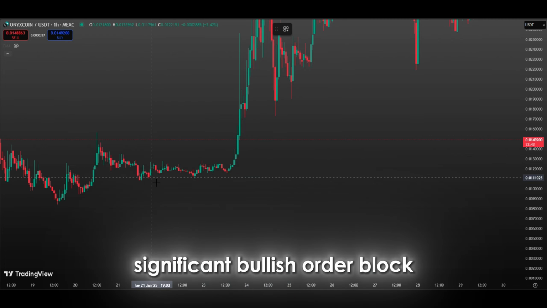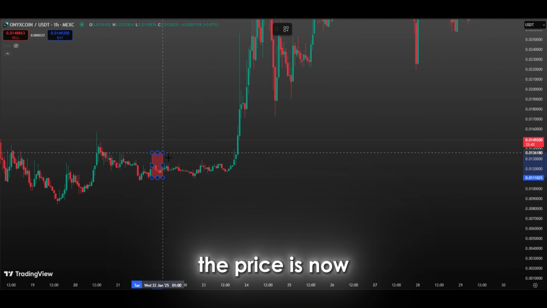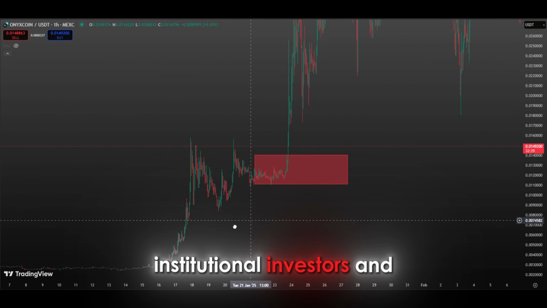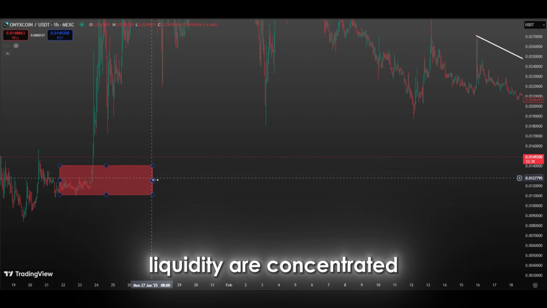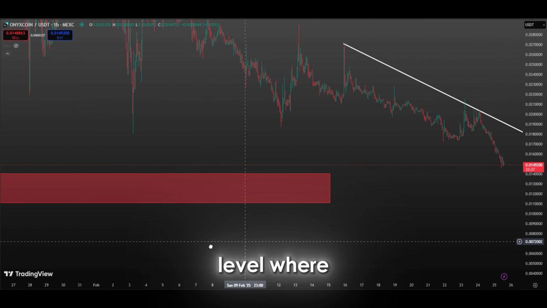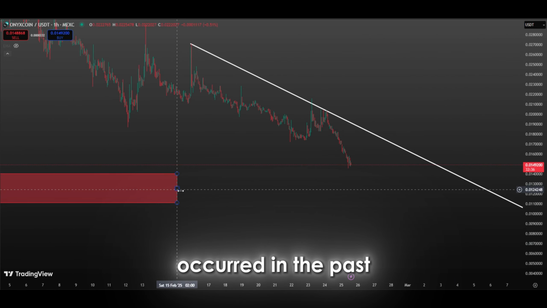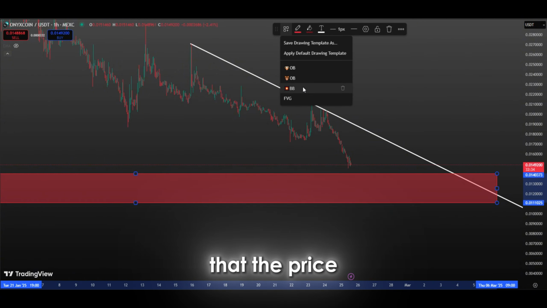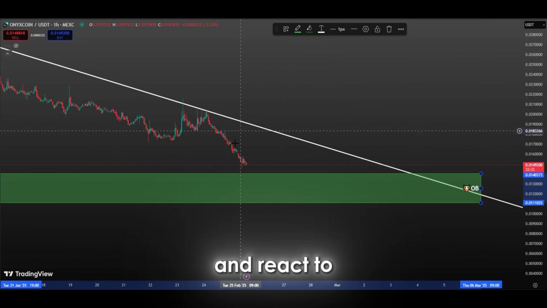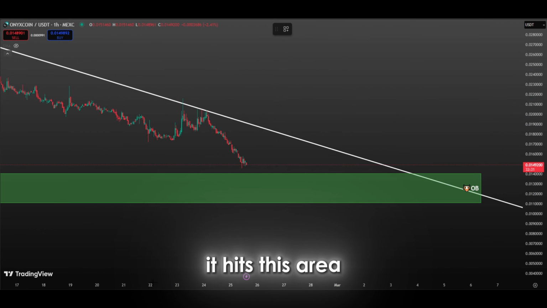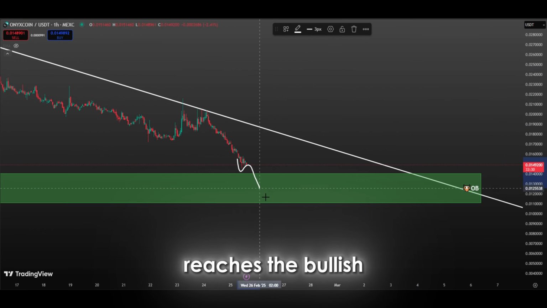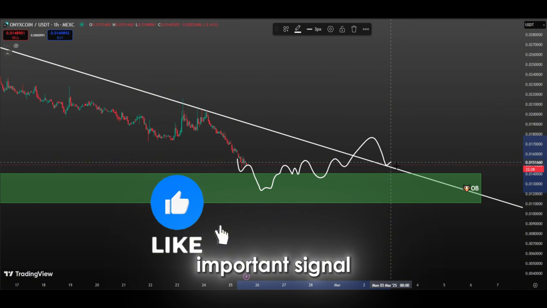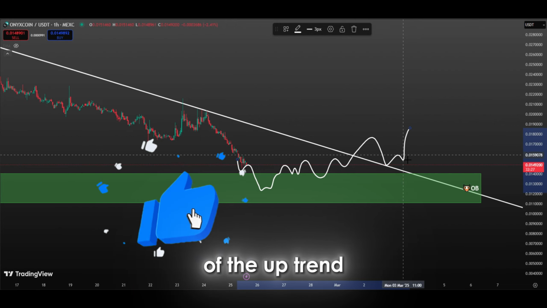There is a significant bullish order block just below where the price is now. Order blocks are generally known as areas where large institutional investors and liquidity are concentrated. A bullish order block is a level where strong buying has occurred in the past, and the price has reacted upwards. Therefore, it is likely that the price will find buyers again and react to the upside when it hits this area. Once the price reaches the bullish order block, strong buying pressure from here could be an important signal for the start of the uptrend.